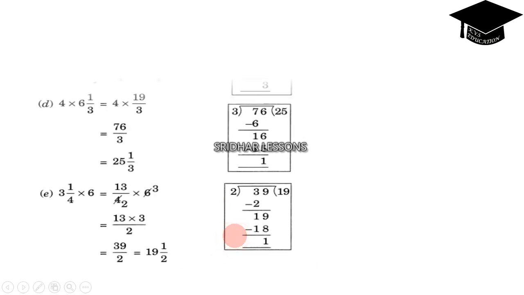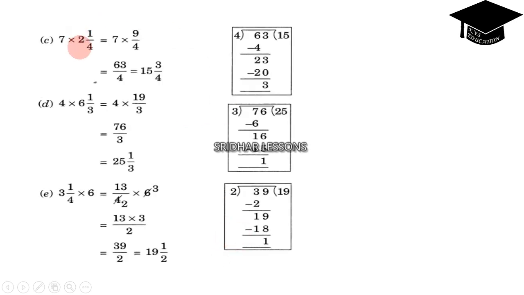Next problem. 7 into 2 of 1 by 4. This can be written as 2 into 4, 8 plus 1, 9 by 4. That is 7 into 9 by 4. We can say it as 7 into 9, 63 by 4. If you divide 63 by 4, we get the remainder 3. So 15 of 3 by 4 is the result.